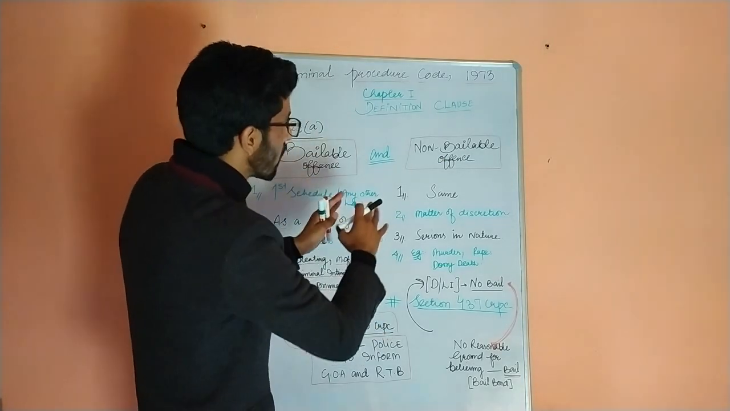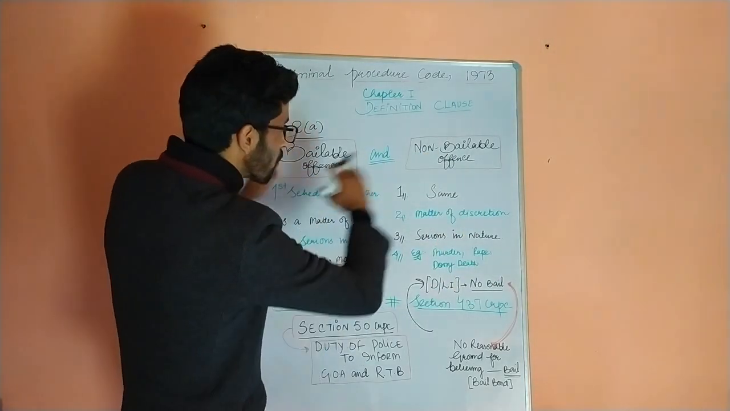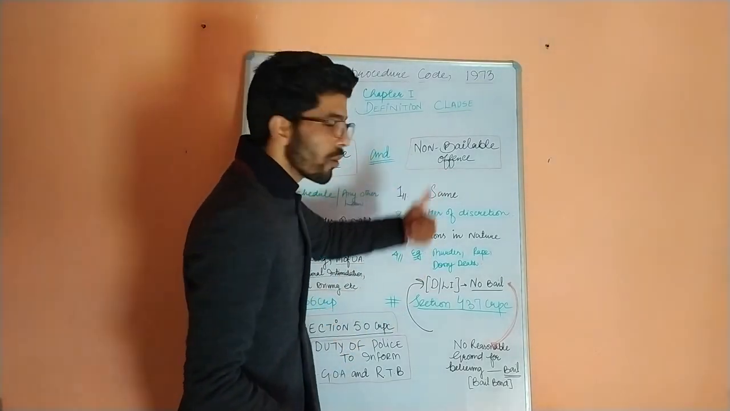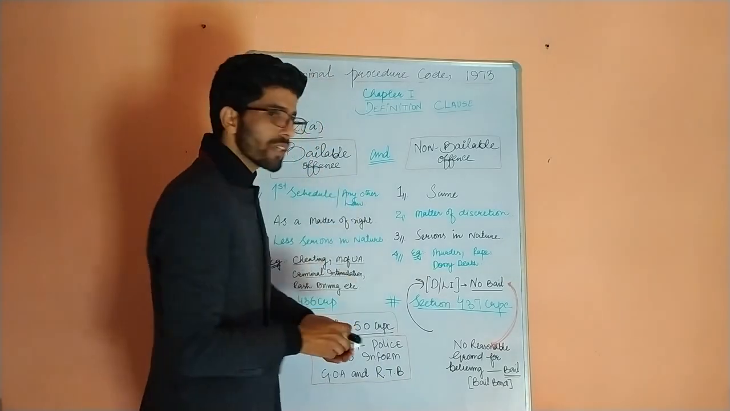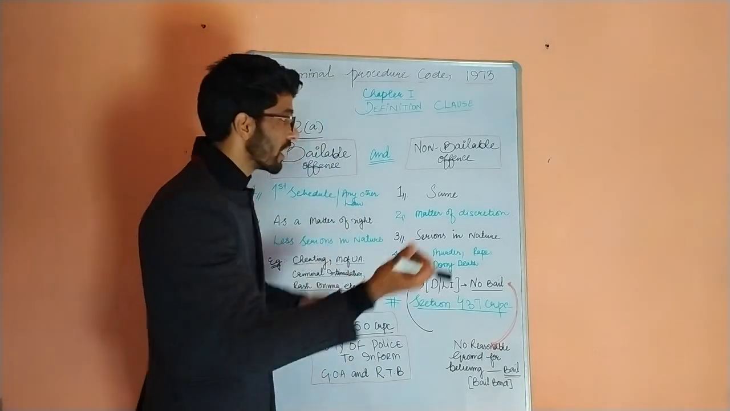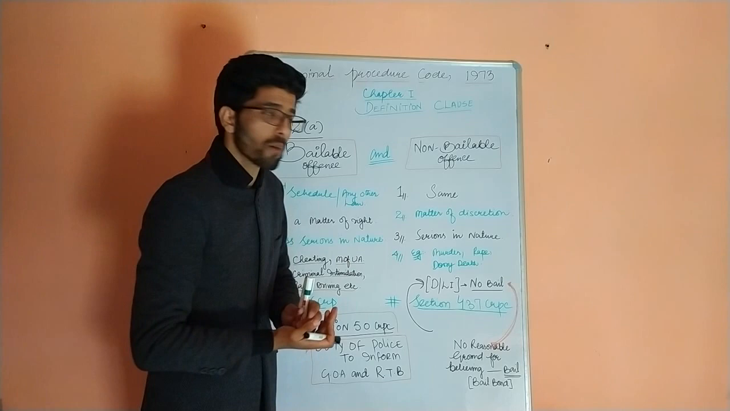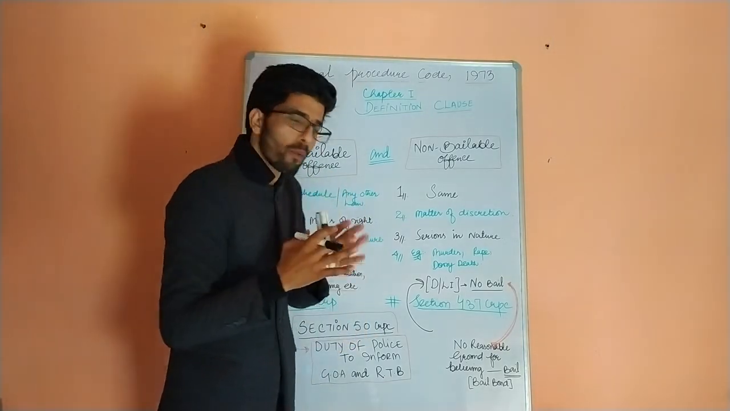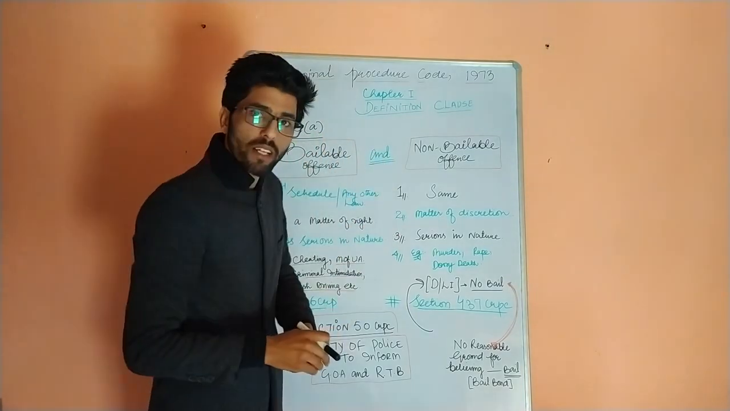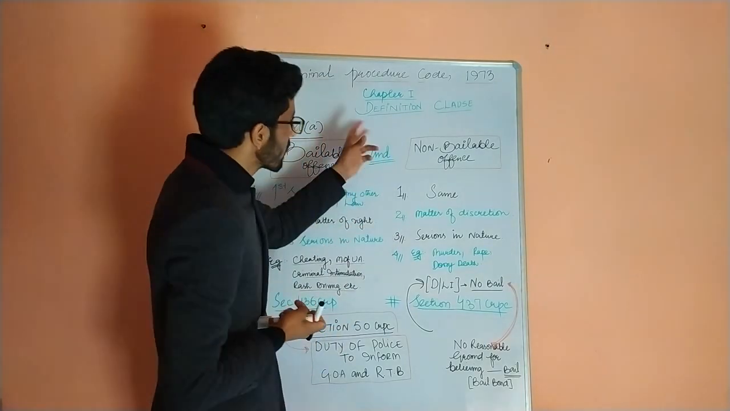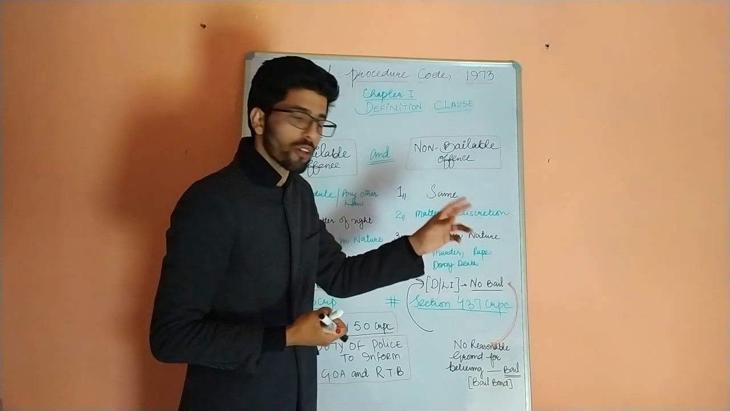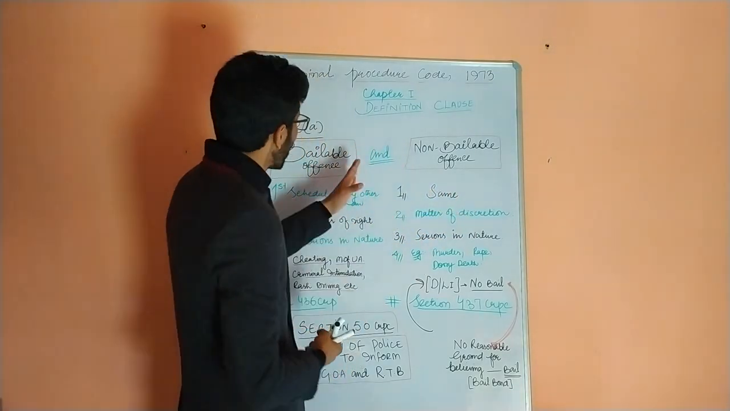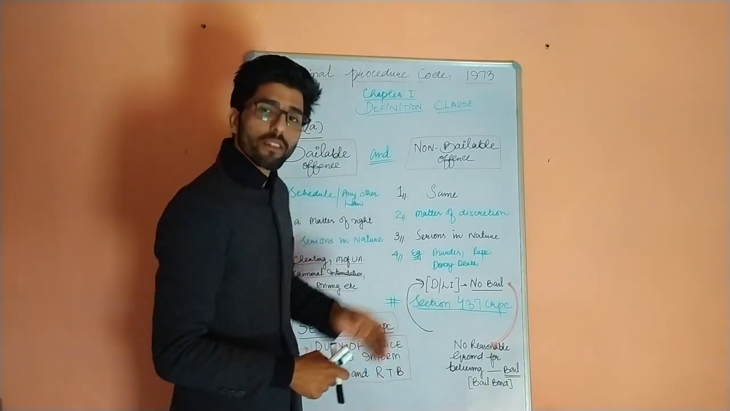I have tried to make you understand what bailable offenses and non-bailable offenses are, and what the classification is, where that classification is given under the First Schedule of the CrPC itself. So I hope you have got the point. In the next lecture, I am going to discuss what a cognizable offense is and what non-cognizable offenses are. Fine. So in this lecture, I am concluding here. Thank you so much.